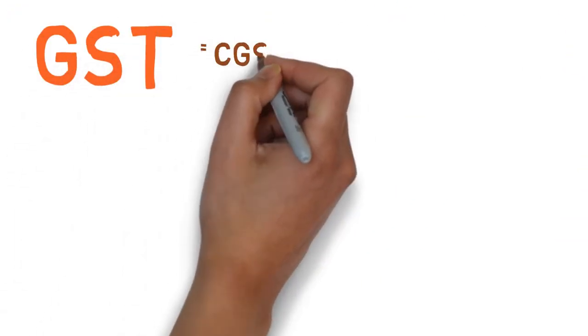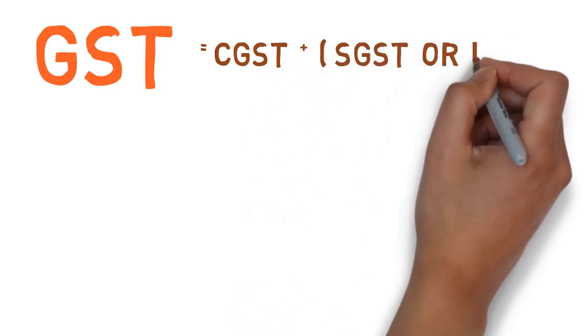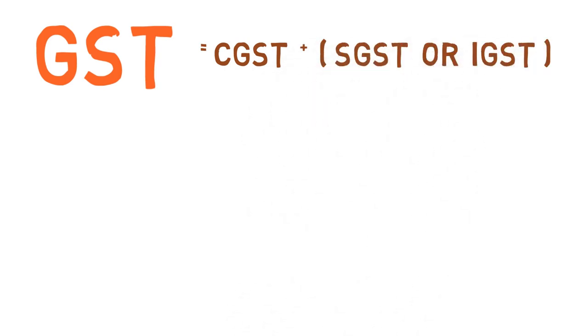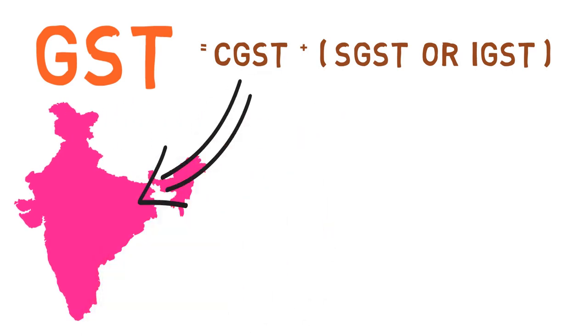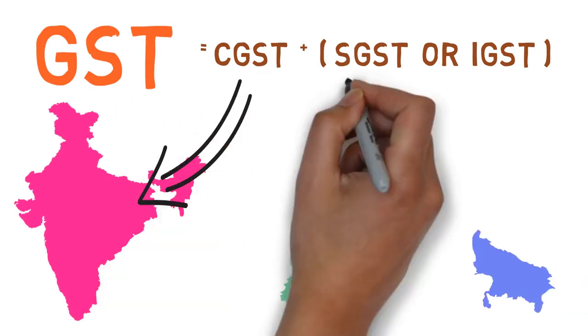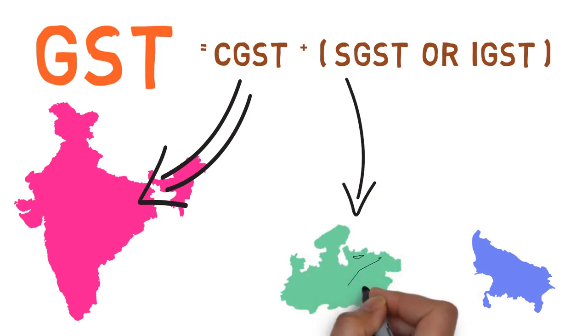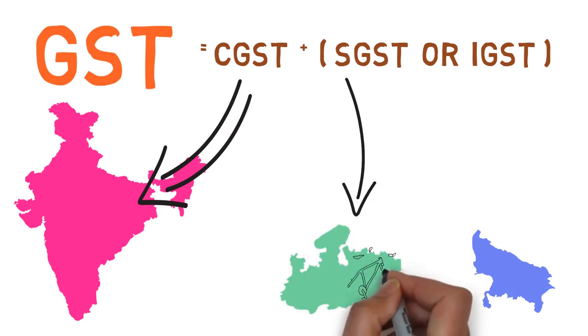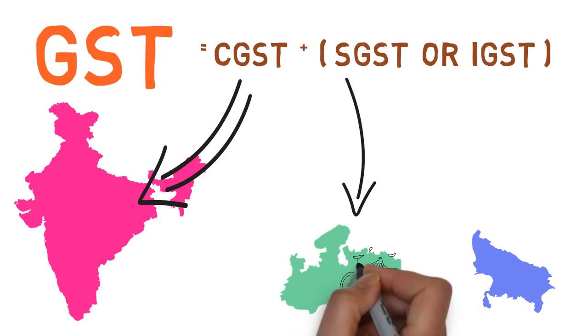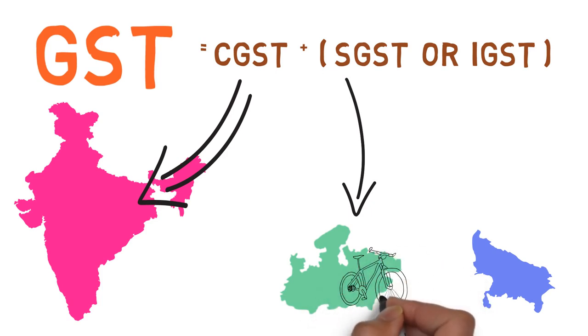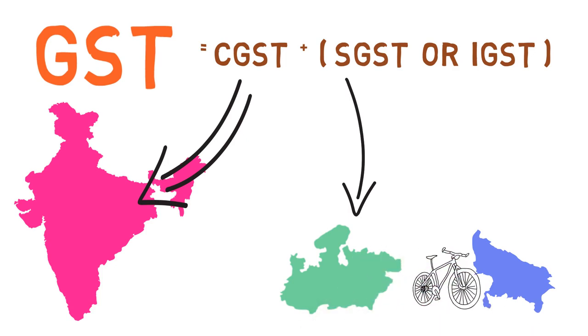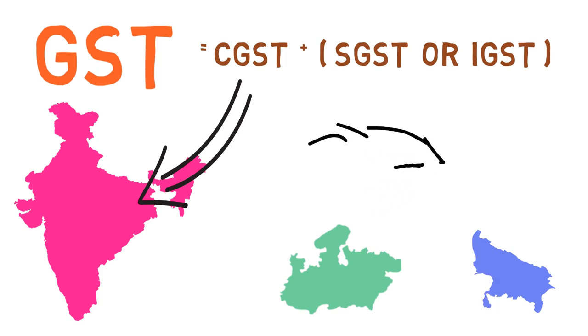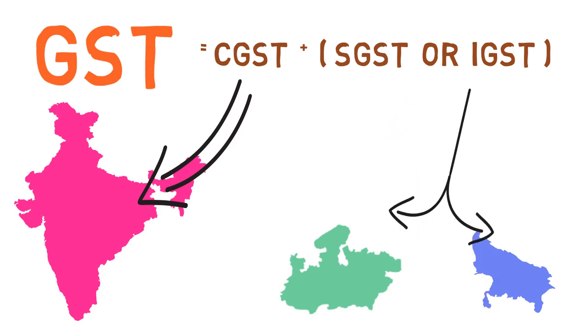GST is a combination of CGST and SGST, or IGST. CGST is central GST, which is paid to the central government. SGST is the state GST, which is paid to the state government. IGST is the integrated GST, which comes in the situation when goods and services move interstate. For example, product A is manufactured in Madhya Pradesh and sold in Uttar Pradesh, so IGST is distributed between both the states. In this case, SGST will not be collected.